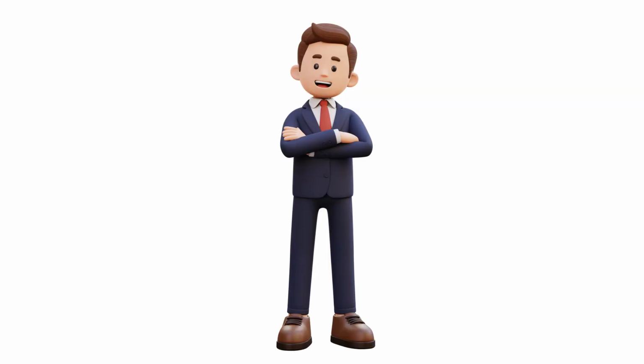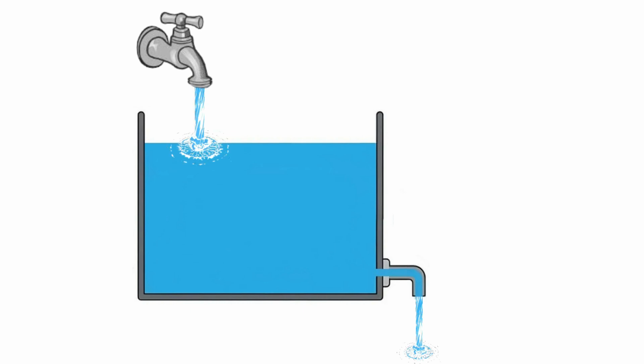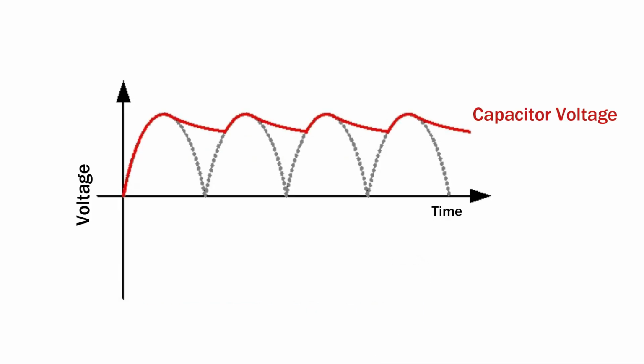For example, think of a capacitor as a water tank and voltage as a tap. The tank stores water when the tap is flowing fast. When the tap slows down, the tank releases water to keep the flow steady. That's exactly what a capacitor does. It fills the gaps in voltage and keeps the power smooth.